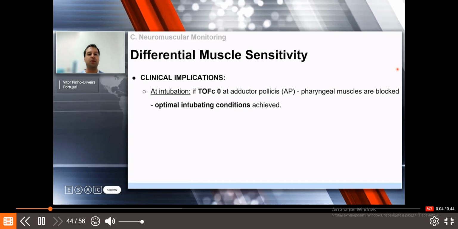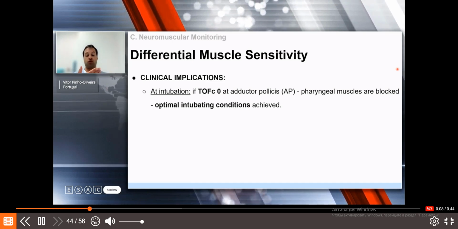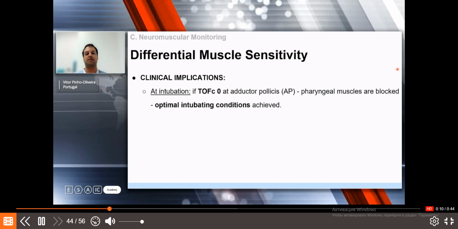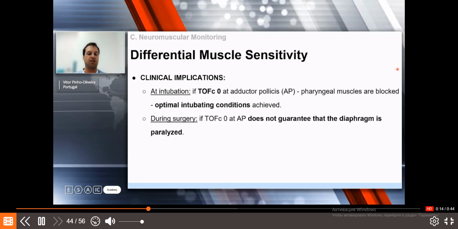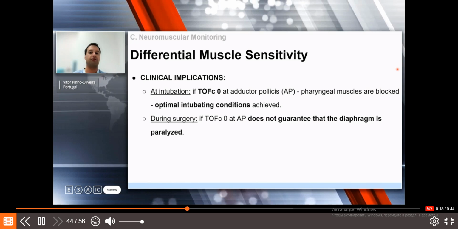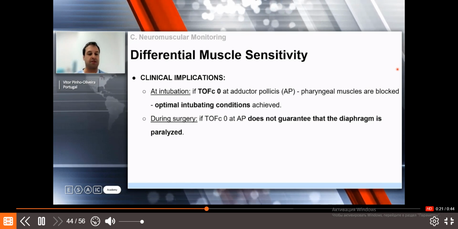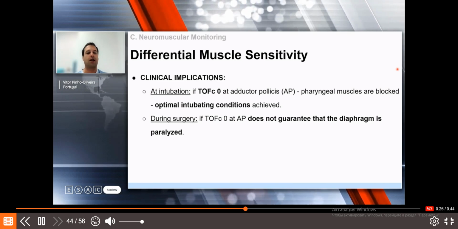Because at intubation, if we have a TOF count of 0, we can assure that all the pharyngeal and diaphragm muscles are blocked, and so we have optimal intubation conditions. During surgery, a 0 TOF does not guarantee the diaphragm is paralyzed, and we will have a surgeon shouting that we have to increase our blockade.